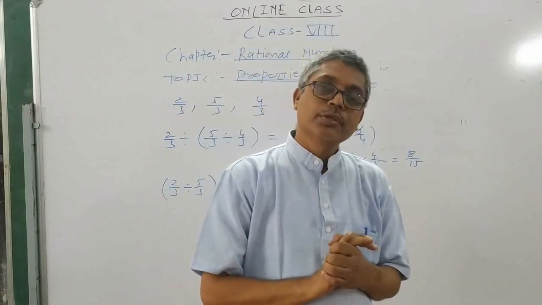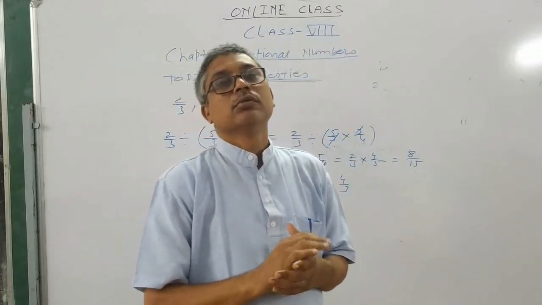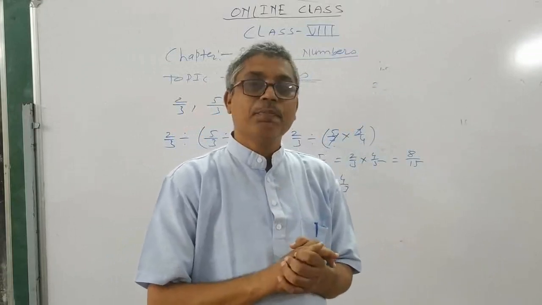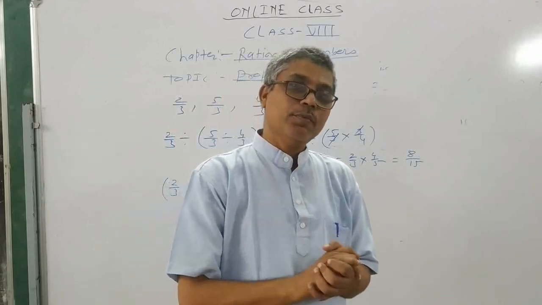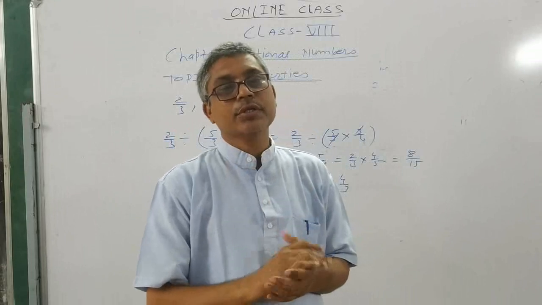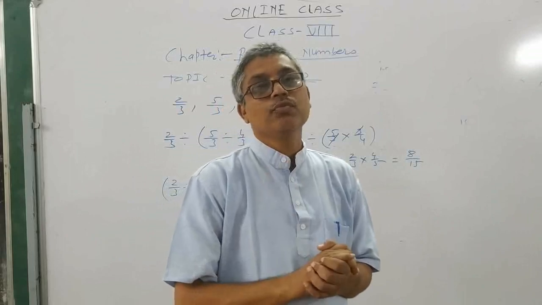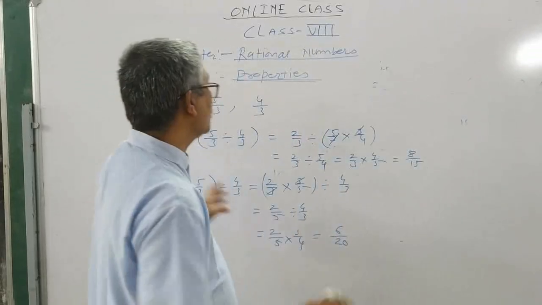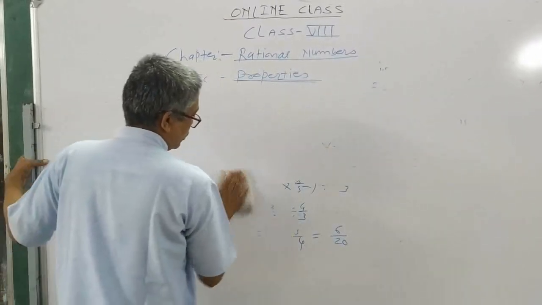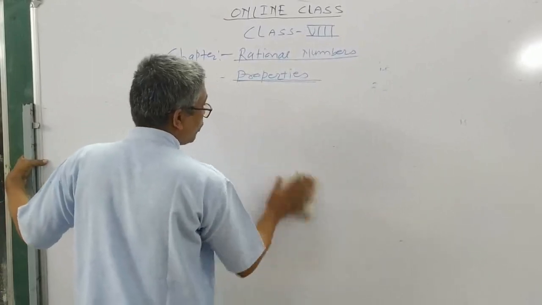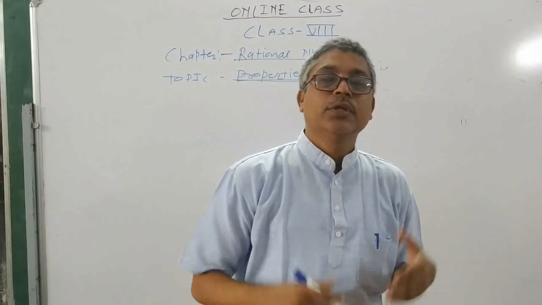So dear students, in the last class and in today's class we have seen 3 important properties related to rational numbers. One is the closure property, second is commutativity, that is the commutative property, and third one is associativity, that is the associative property. And by using these properties we have to solve some examples by simplifying with the help of these properties. We use these properties to simplify and then solve.